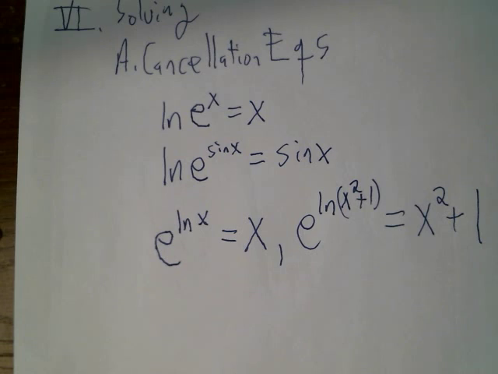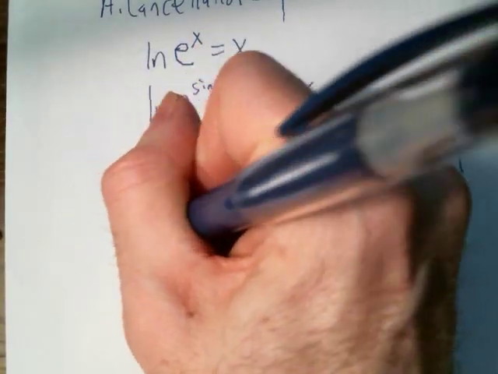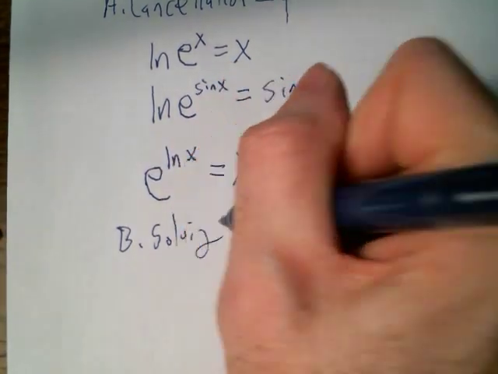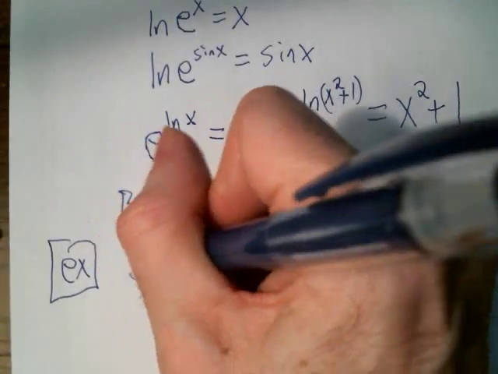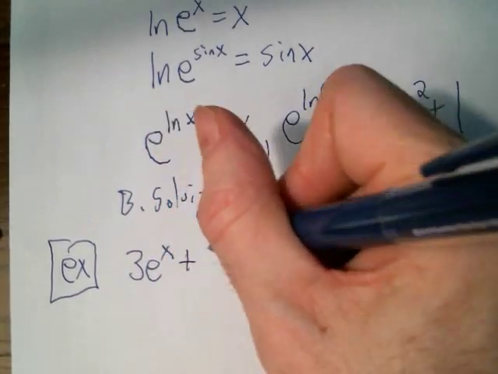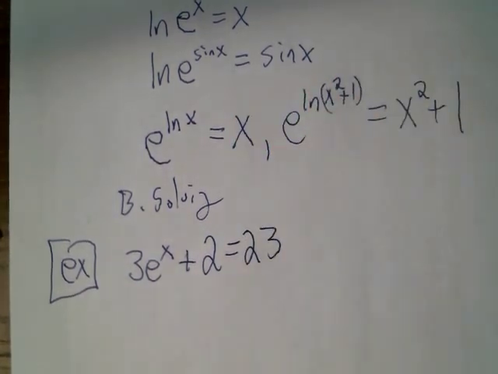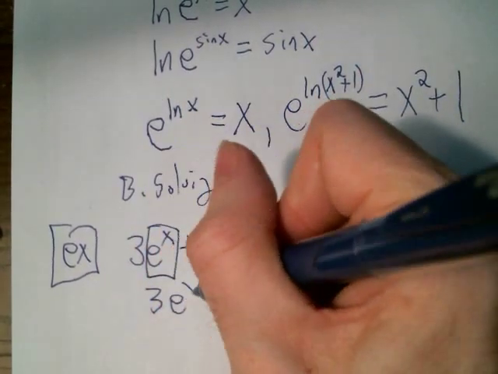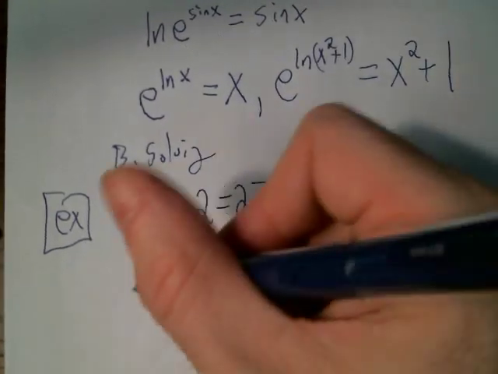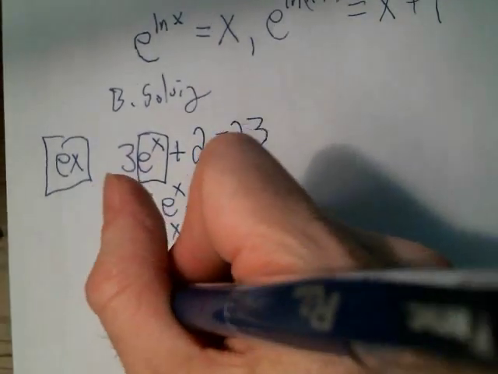All right, so we want to be able to solve these things. Let's just look at two or three of them. First, exponential type equations. Let's say 3e to the x plus 2 equals, I don't know, 23. So first you want to isolate e to the x. So move the 2 to the other side. I get 21 over there. Divide both sides by 3. E to the x is 7. And then take the logarithm of both sides.